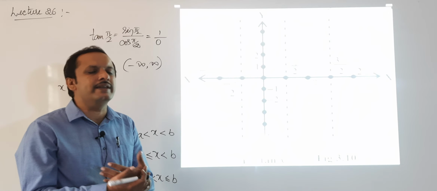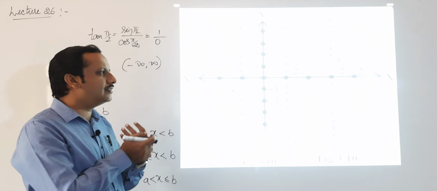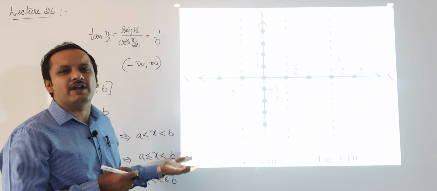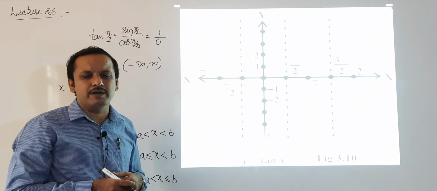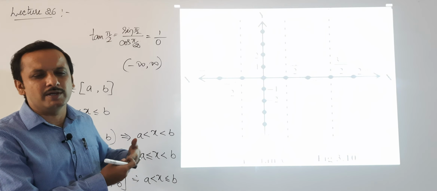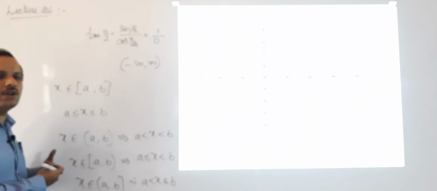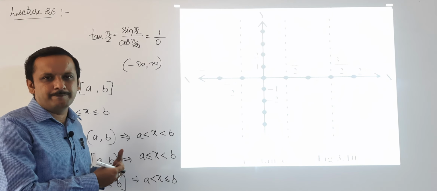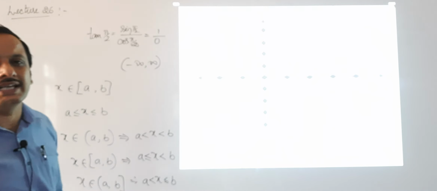What do I mean by domain? Domain is the set of all points where this function is well defined. Okay, so is it well defined everywhere? The answer is no. You can see the breaks at some points. Which are those points? Pi by 2, 3 pi by 2, 5 pi by 2, minus pi by 2, minus 5 pi by 2, minus 3 pi by 2, etc. That is, at all odd multiples of pi by 2, tan x is not defined. Other than those points, everywhere else it is defined.